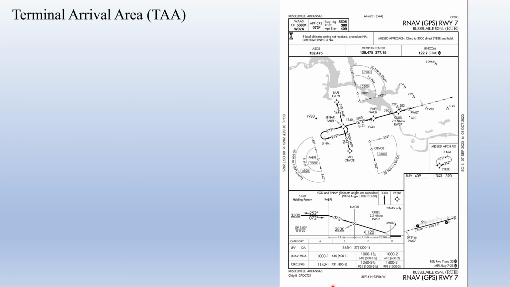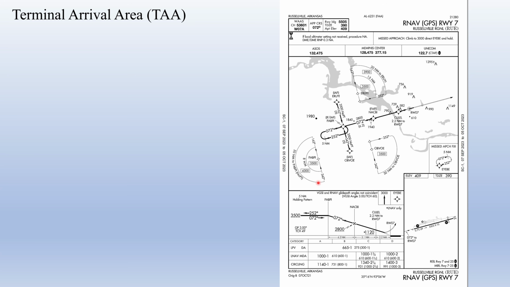So to take a look at an example of what a terminal arrival area is and how we would use it, let's take a look at this approach, the RNAV GPS to runway 7 into Russellville Regional. The identifier on that airport is Kilo Romeo Uniform Echo, and it's located in Russellville, Arkansas. So we can see when we look on the approach, instead of having an MSA circle, we have the circle divided into 3 different segments, which tells us that we have a terminal arrival area, or TAA. Each of these sectors is based on one of the fixes from which we can start the approach.